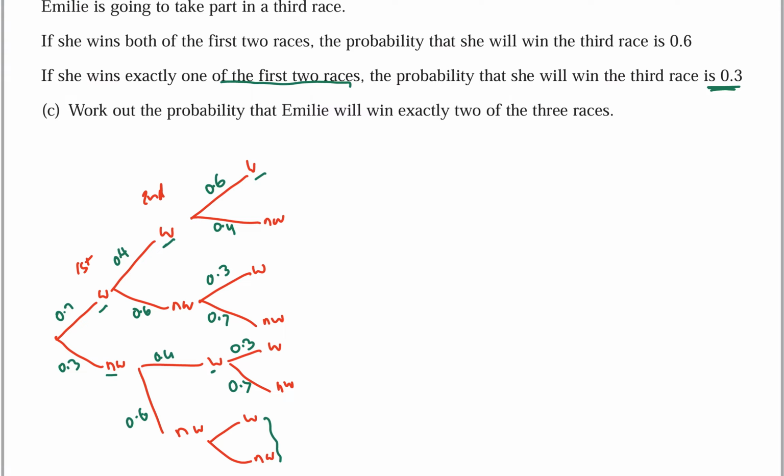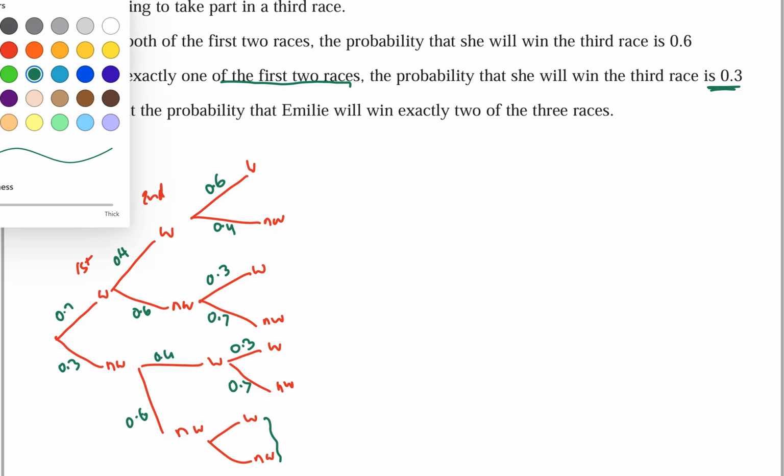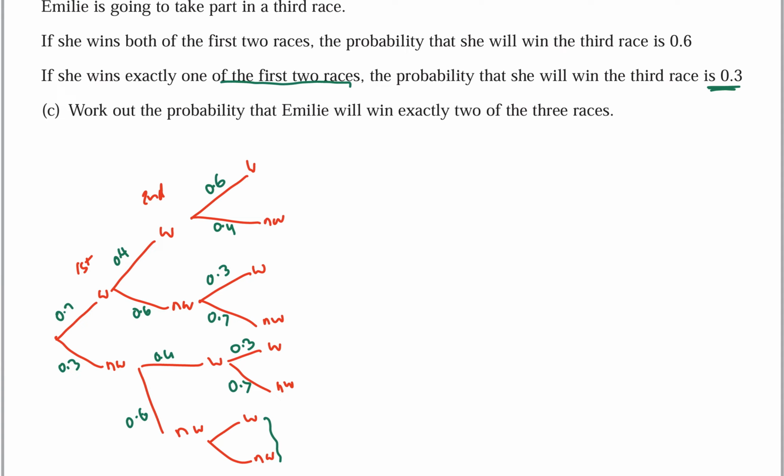So then we needn't worry about this bit, the last one, not win, not win. We don't need to consider that. It's not relevant. So then what we're going to do is let's work out the probability that Emily will win exactly 2 of the 3 races. So for that bit, how will she win exactly 2 of the 3 races? So 2 wins, that's what she needs to have.